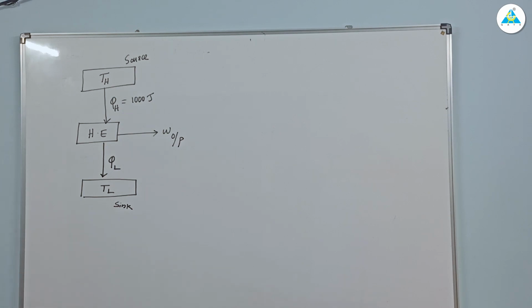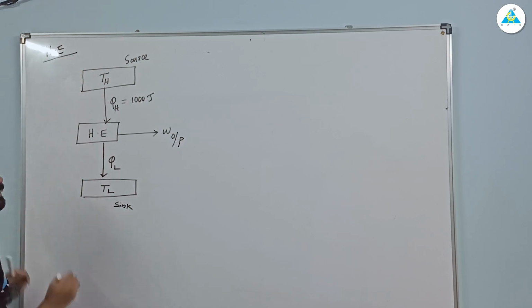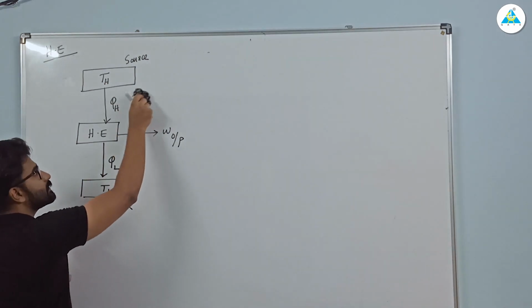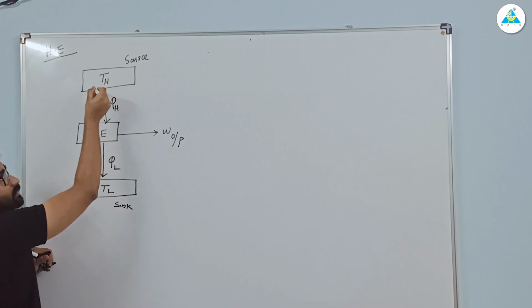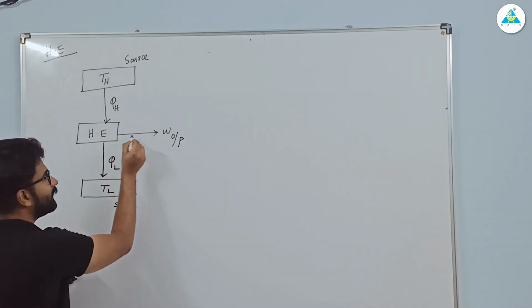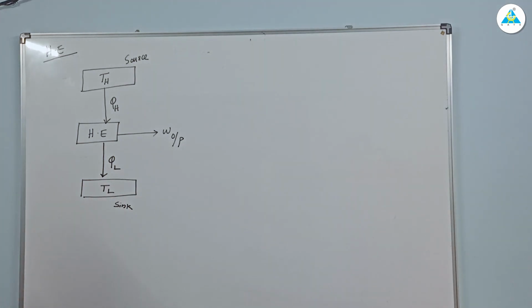So what are the characteristics of a heat engine? The first characteristic is they receive heat from a high temperature source. I am not writing the example now. They receive heat from a high temperature source. They convert a part of that heat to work output. Clear?